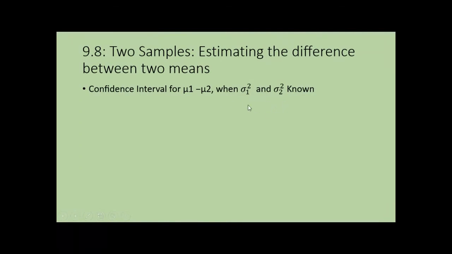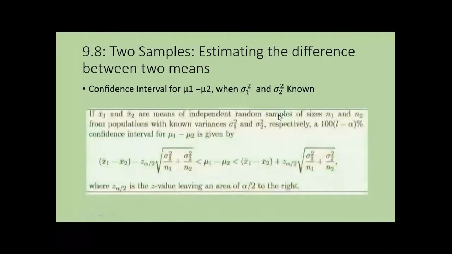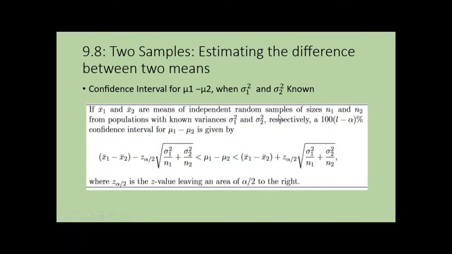When the population variances are known, the formula is given here. It's looking very similar to the formula that we used in the last class. You remember it? What was the confidence interval? x bar minus Z at alpha over 2, sigma over root n, less than mu, less than x bar plus the same error, Z alpha over 2 sigma over root n. Isn't it? Okay.